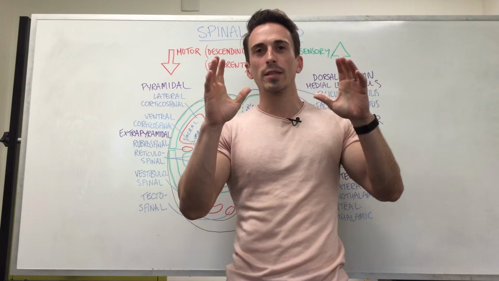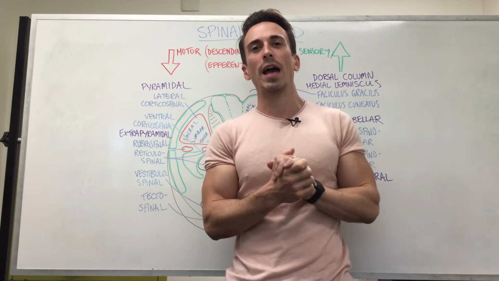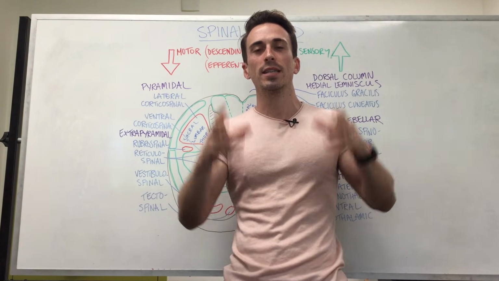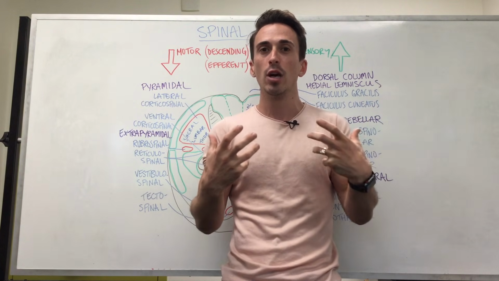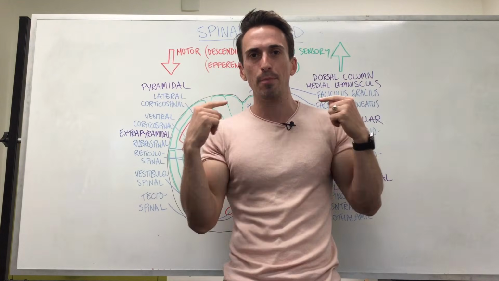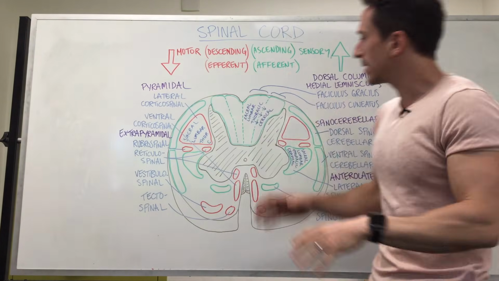In this video, we're going to take a look at the spinal cord and have a look at ascending pathways. These are sensory signals that are being sent from our external or internal environment to our brain and brain stem.